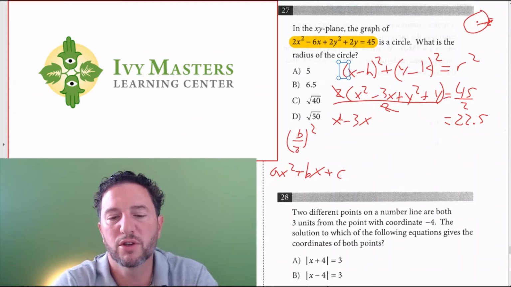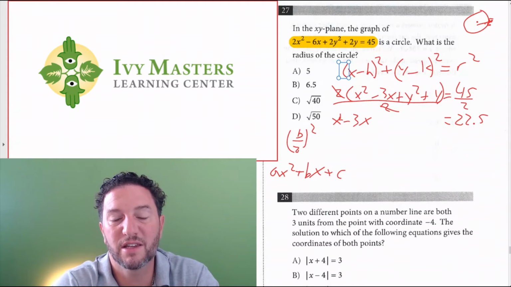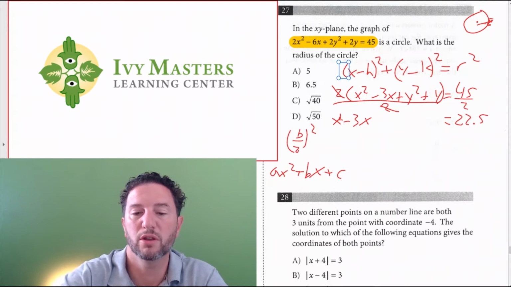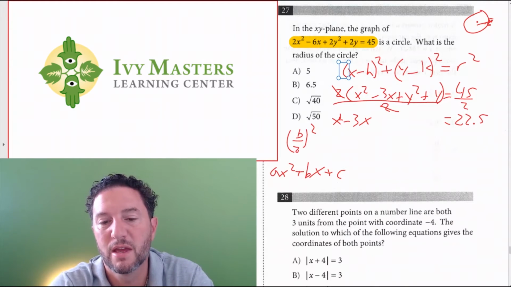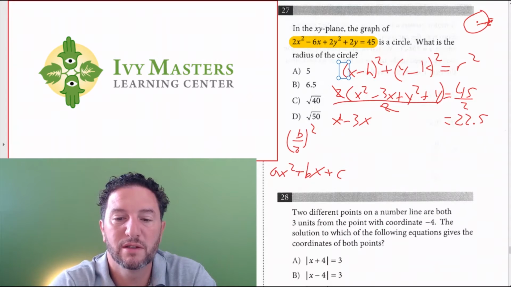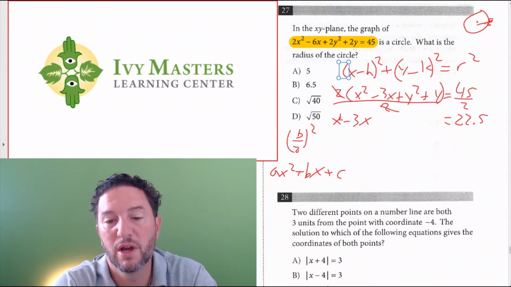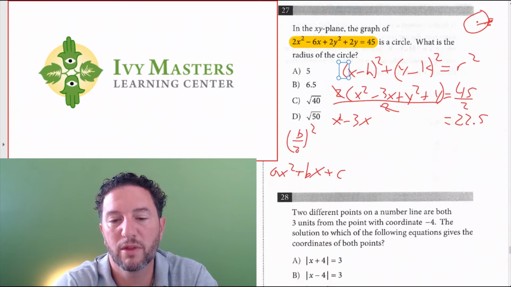So in other words, your b is what's always attached to the x without the exponent. And we see that your b here for the x portion of the equation is negative 3. Negative 3 over 2 is negative 3 over 2. And then when you square it, you've got a positive 9 over 4. But again, we're working with decimals, which would be 2.25. So I put plus 2.25. Then I put plus y squared plus y.